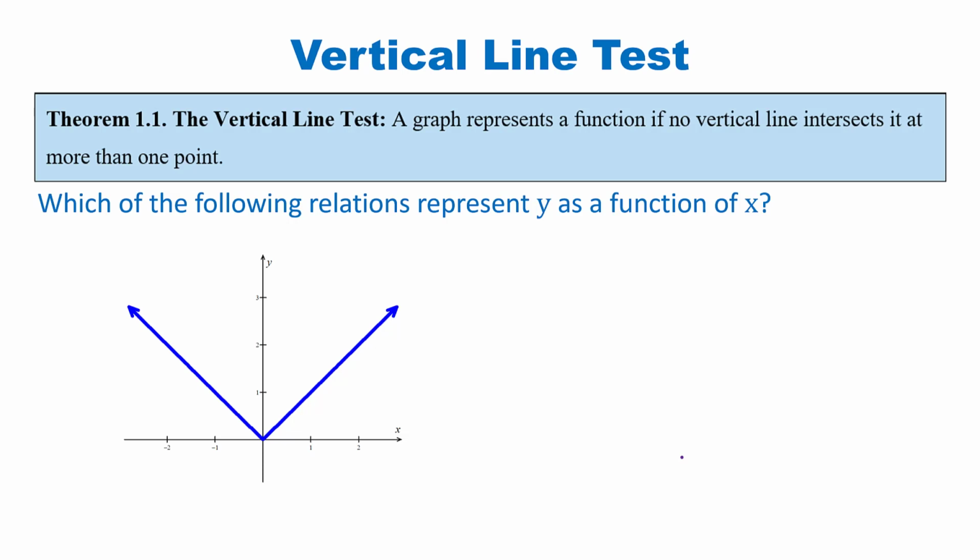Well, we just imagine sketching any possible vertical line through this graph and looking at how many times the vertical line crosses the graph. And in this case, there's no vertical line I can draw that is going to cross that graph more than once. So using the vertical line test, no vertical line intersects the graph at more than one point. So we can definitely say that this is a function.